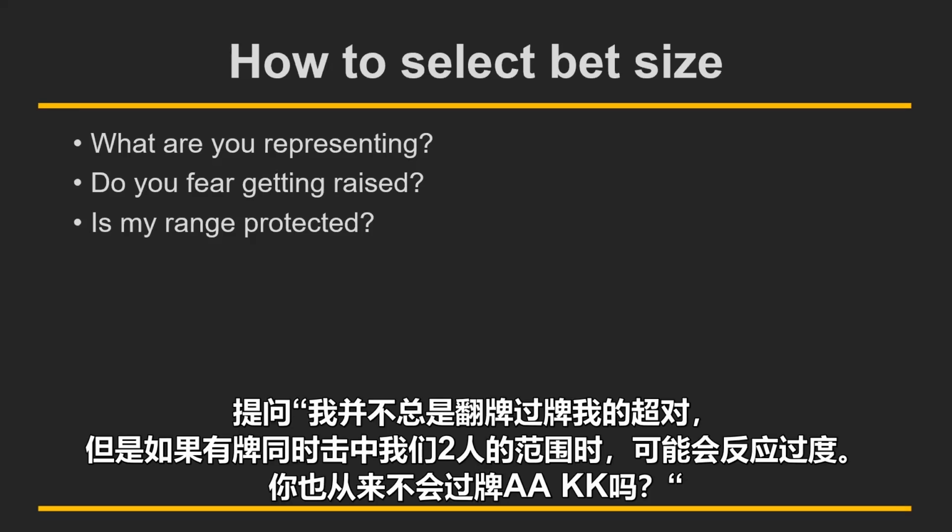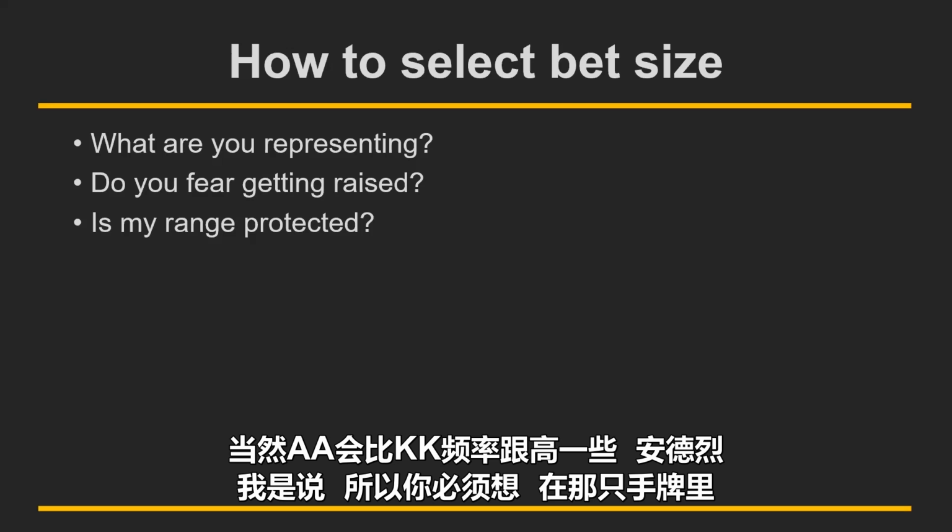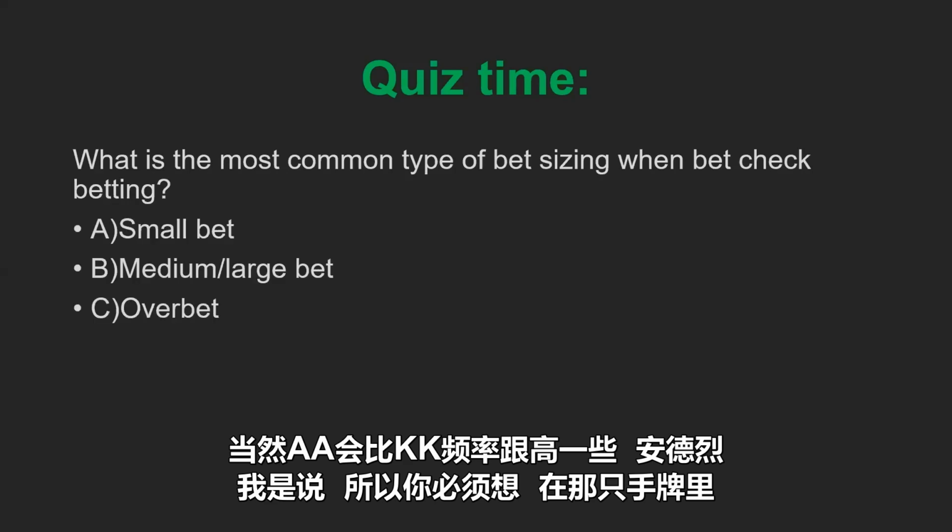Andre says, I don't always check over pairs that are on the flop, but I maybe overreacted how that card hit both our ranges. Do you never check aces or kings there? Aces more often than kings for sure, Andre. So you have to think in that hand. Let's go to it.